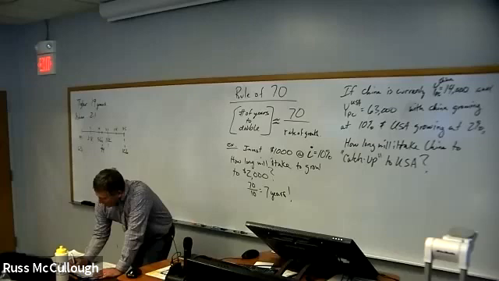Okay. So that's the rule of 70, and that is how they could potentially catch us. That's the idea.